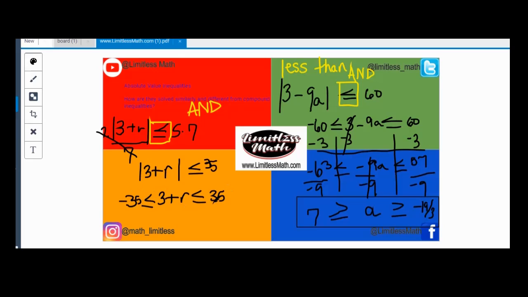Okay? It's always the opposite of the number that was given. So now we just go through, solve this as usual, getting that r alone in the inside. So subtract 3 in every section. We get negative 38 less than or equal to r, which is less than or equal to 32. And that would be our solution to that one.